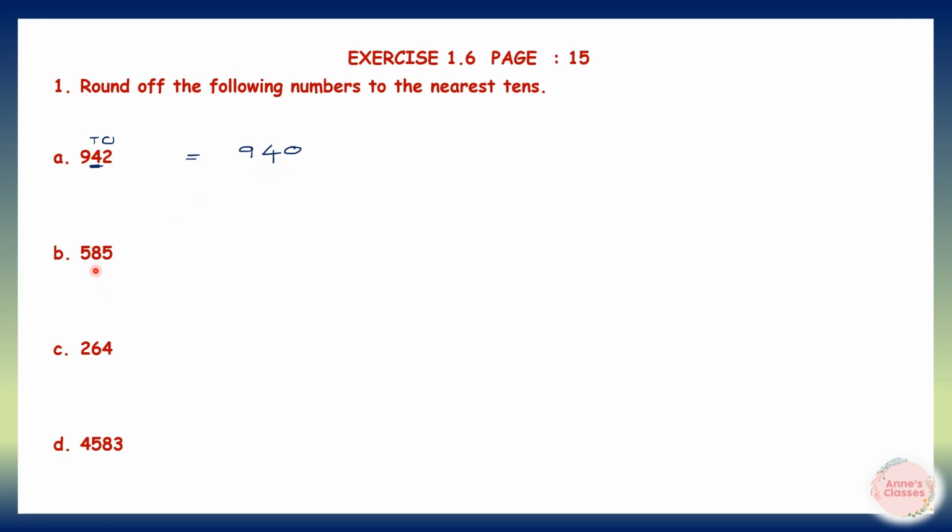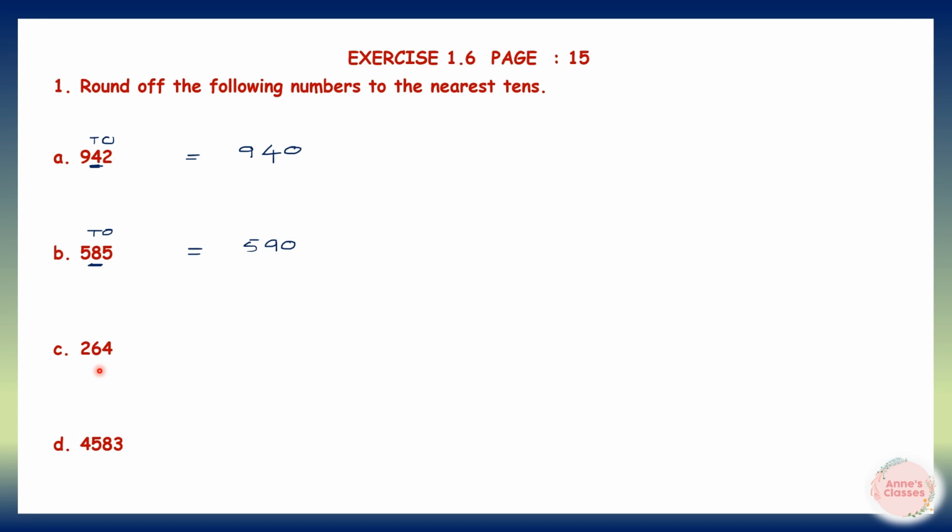Next number, again underline the digit in the tens place. So here we have ones, we have tens. The digit in the tens place is 8. Now look at the digit to the right of 8. It is 5. If it is 5 or more than 5, the digit which you have underlined will increase by 1. So 8 will now become 9. And in this place you must put a 0. Everything else will remain as it is. So 5 will remain as it is, 8 will now become 9, and in the place of 5 we put a 0. So 585 has now been rounded off to 590.